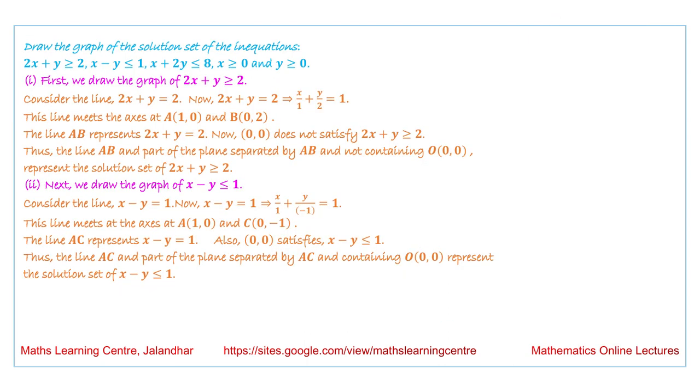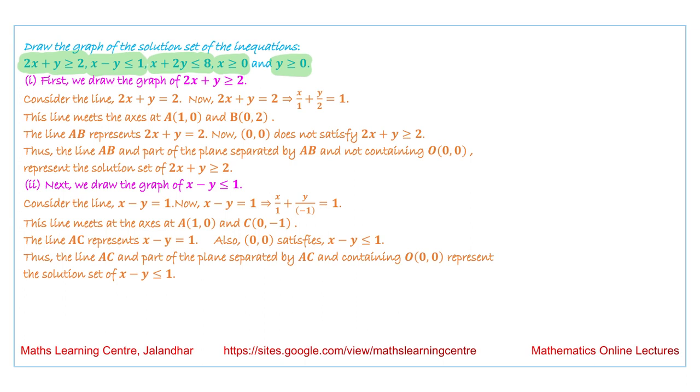Now the next question we have is, these are the system of inequations given to us. First is 2x plus y is greater than or equal to 2. Then it is x minus y is less than or equal to 1. x plus 2y is less than or equal to 8. x is greater than or equal to 0 and y is greater than or equal to 0.